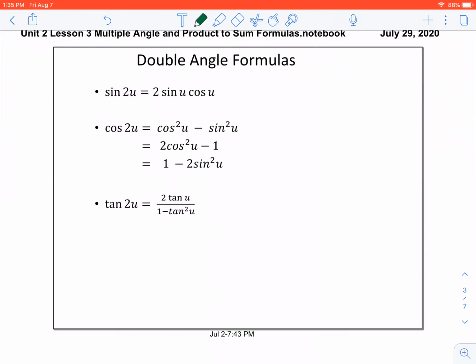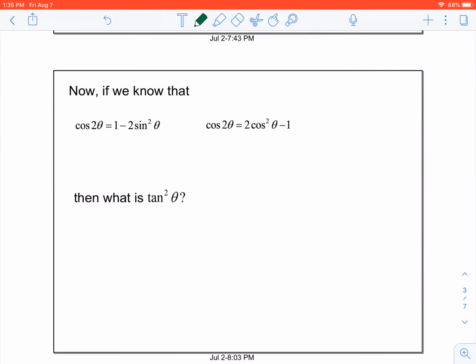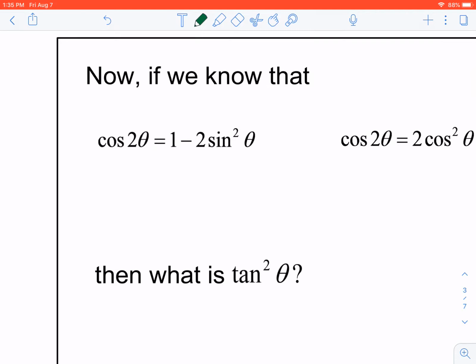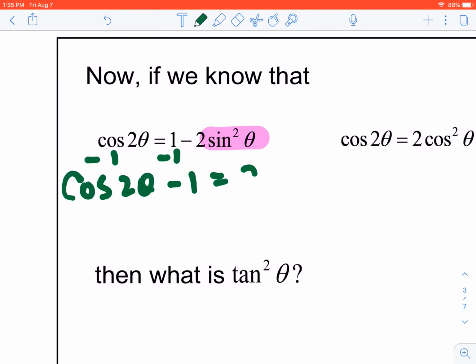So next, let's talk about how we use those double angle formulas to get what are called the power reducing formulas. And I will let you know that these power reducing formulas are used a lot in calculus. All right, so if we know that the cosine of 2 theta is equal to 1 minus 2 sine squared theta, I want to solve for sine squared of theta. So to do that, we're going to subtract 1. So I get the cosine of 2 theta minus 1 is equal to negative 2 sine squared theta. I'm going to divide both sides by negative 2.